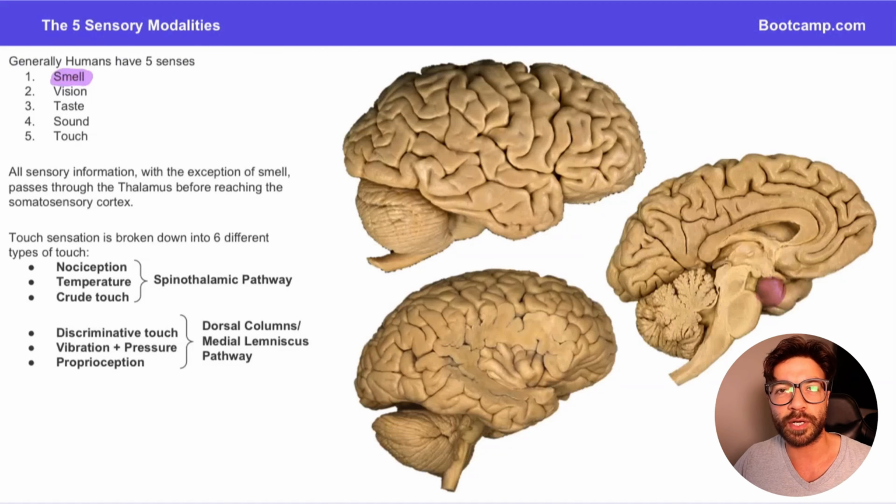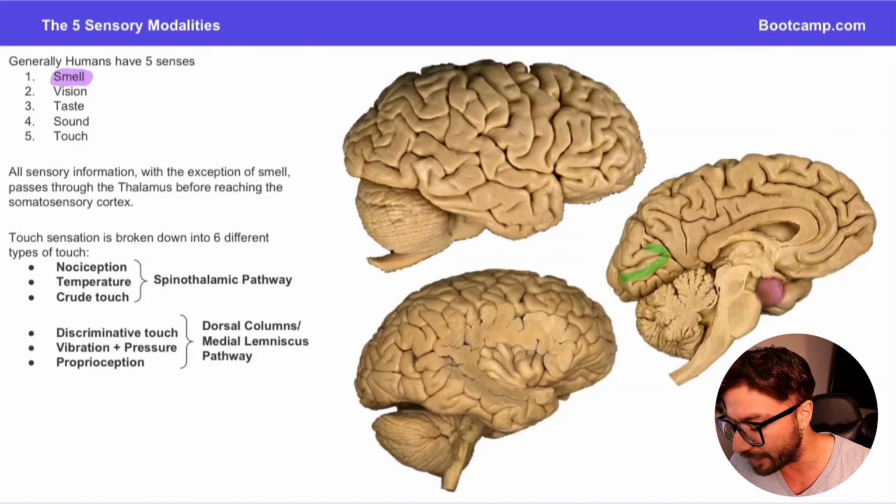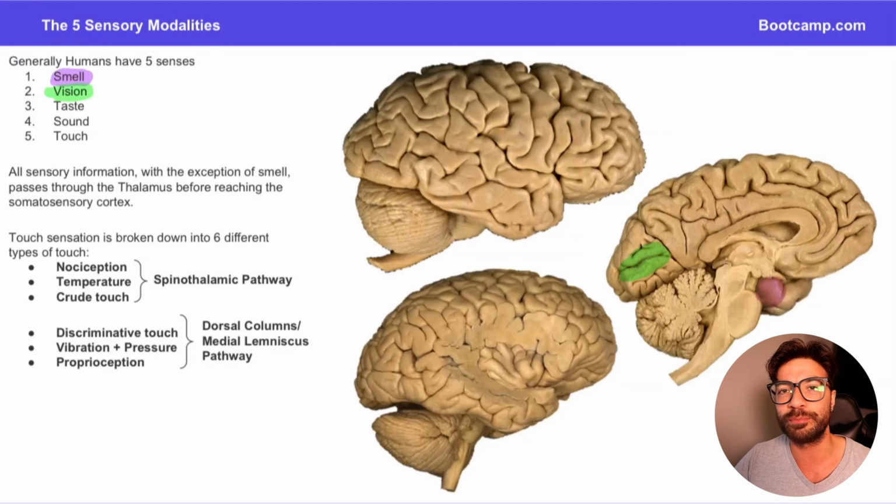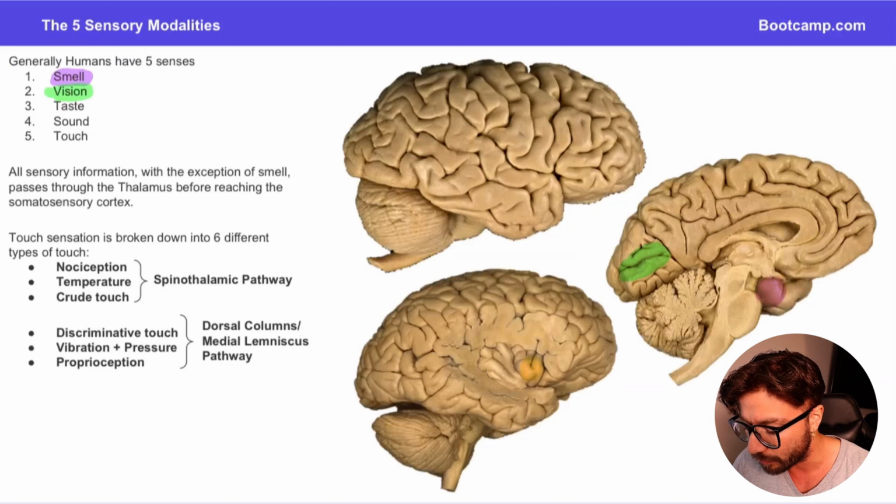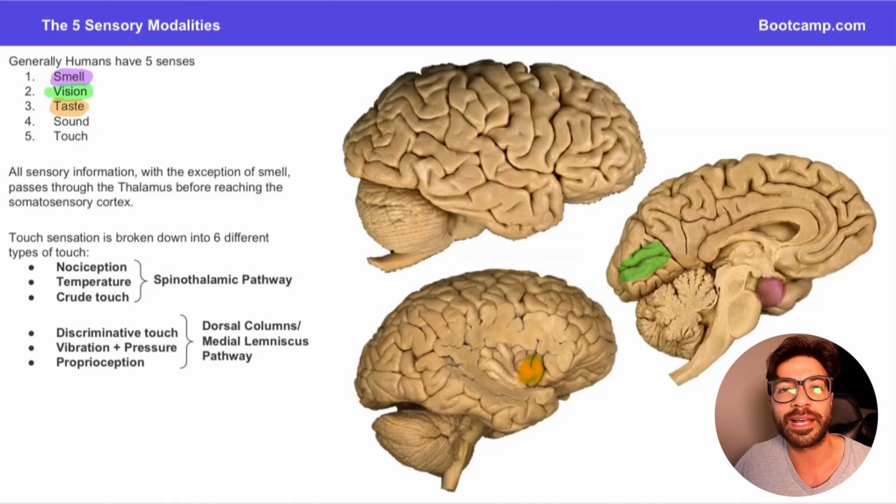Now, vision, this is processed by the primary visual cortex, which is going to be found in the occipital lobe, just surrounding the calcarine sulcus back here. Taste or gustation, this is going to be found or interpreted in the gustatory cortex, which is going to be found on our insular lobe, right around here. Sound, now that's going to be processed in our primary auditory cortex, which is also located on the temporal lobe, right around here.